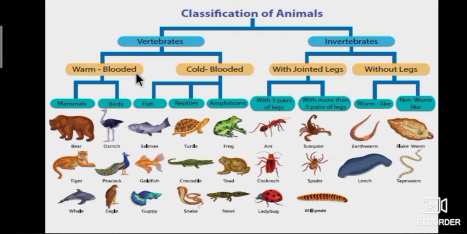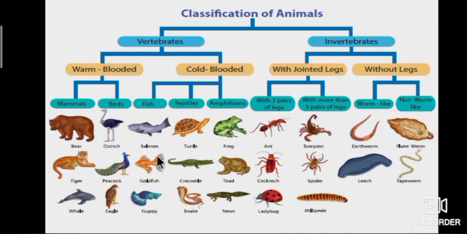Warm-blooded animals are further classified into mammals and birds. Bear, tiger and whale are examples of mammals. Ostrich, peacock and eagle are examples of birds. Cold-blooded animals are further classified into fish, reptiles and amphibians.